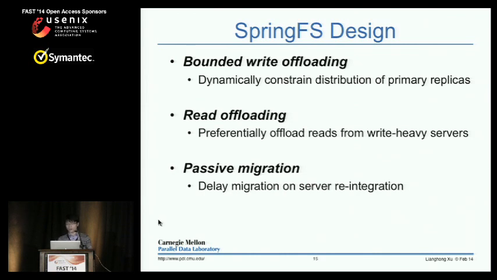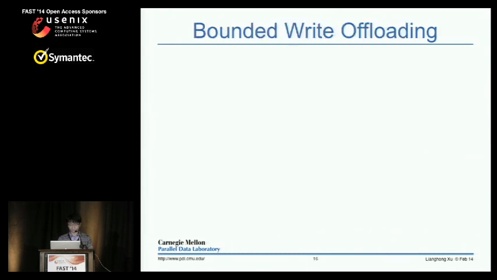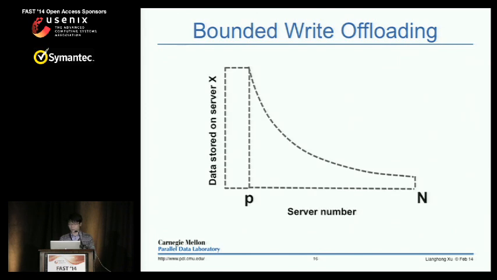Due to the limitation of time, I will only focus on one of the techniques, which is bounded write offloading. I encourage you to read our paper if you want to know more about the two other techniques. To retain the great elasticity of Rabbit that is theoretically the best, SpringFS uses a variant of the equal work data layout, as shown in the dashed lines.